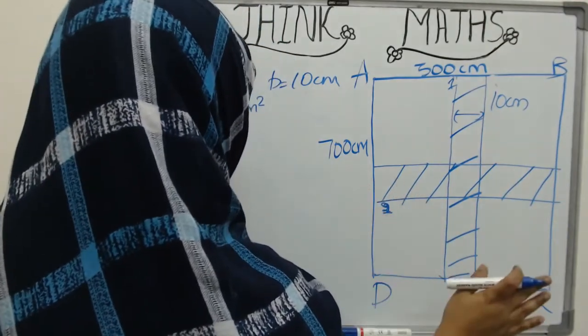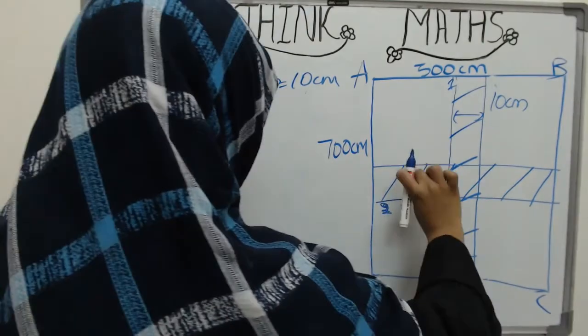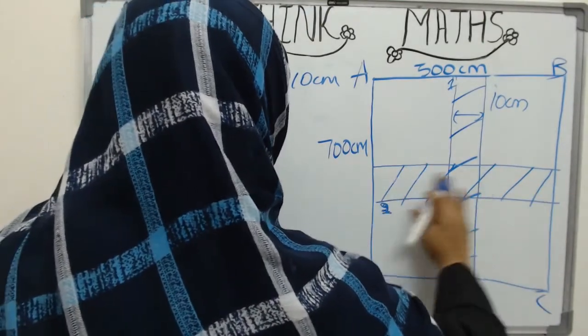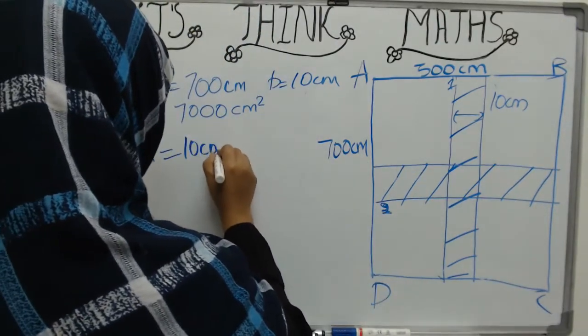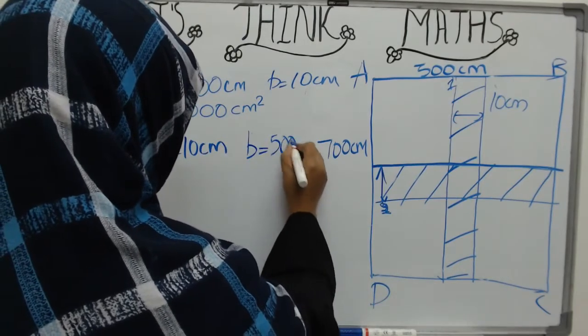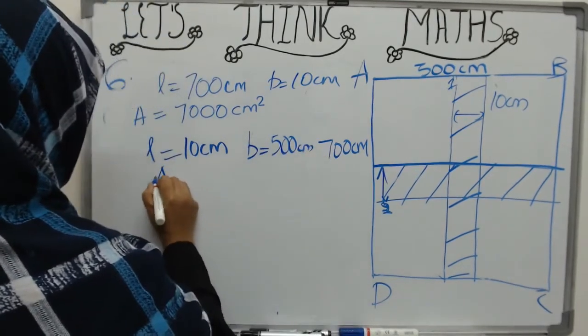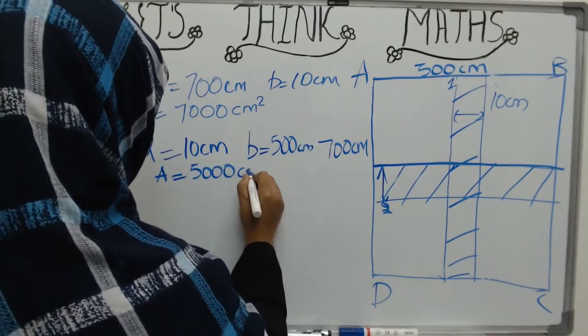So when we see a rectangle, find its length and breadth. What will be its length? This much, we know that it is 10. It is 10 all over the place. So this is also equal to 10 centimeter. And the breadth is 500 centimeter. So the area is L into B, which is 5000 centimeter square.